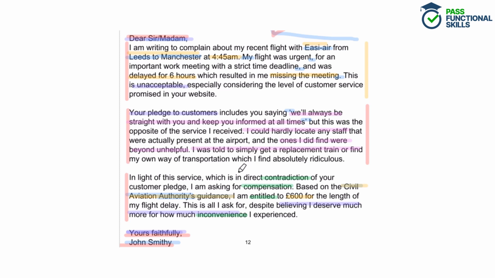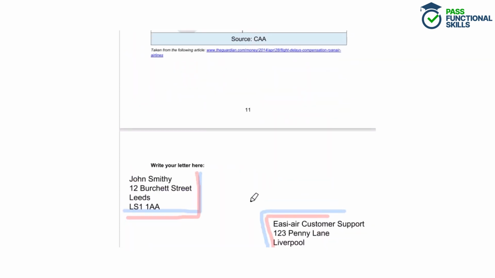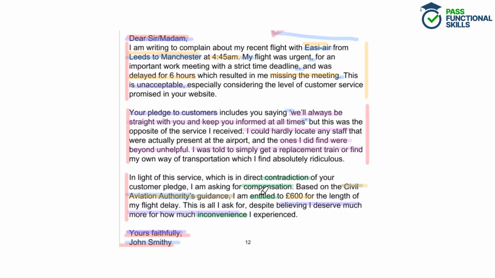Finally, we've got the use of evidence to support various points and to persuade the reader that we are entitled to compensation. So we've got the evidence from this document here that has been used to support the fact that they're entitled to £600 for the length of their delay. So that is really convincing the reader that compensation should be given.